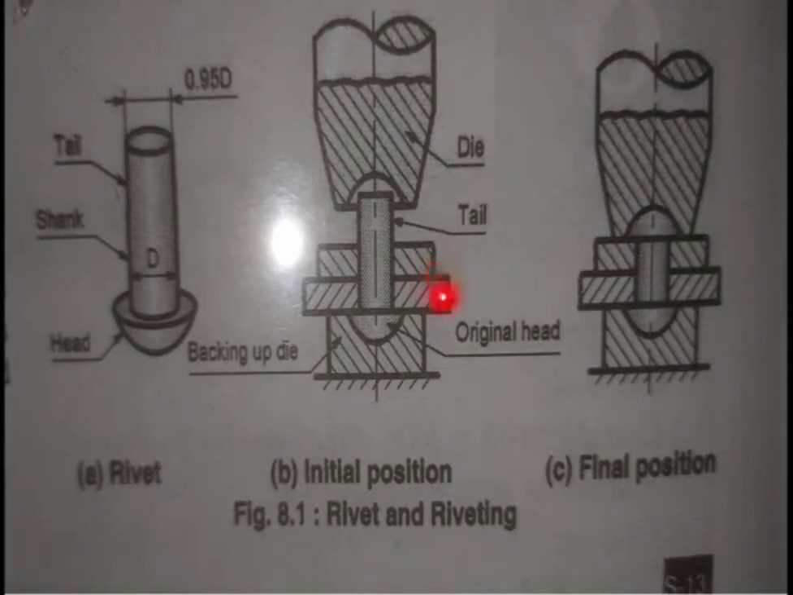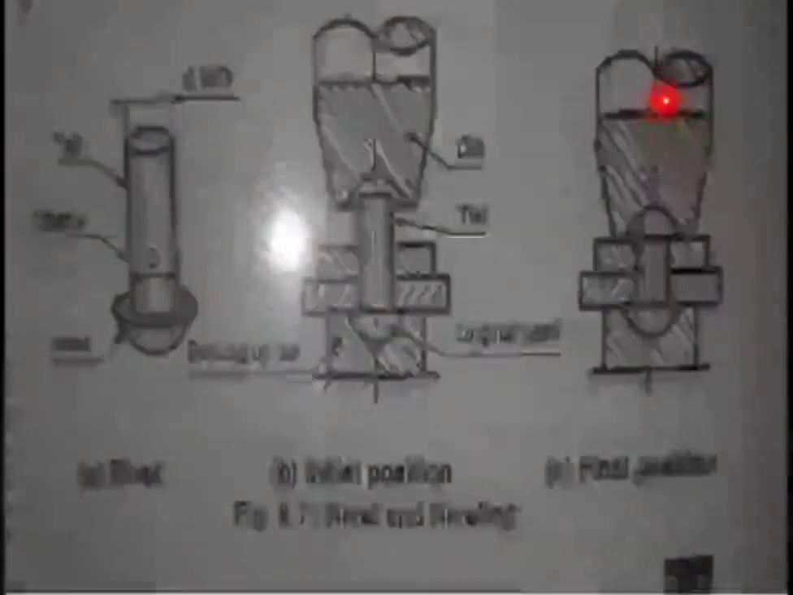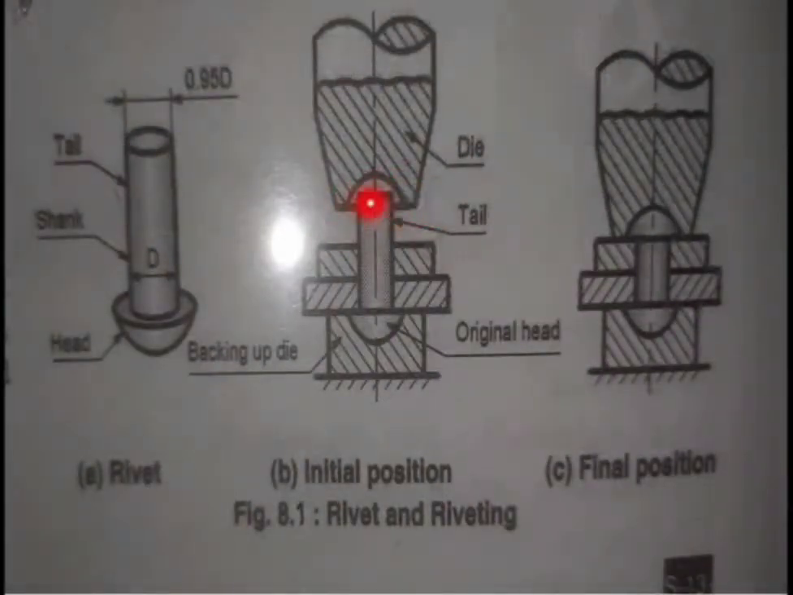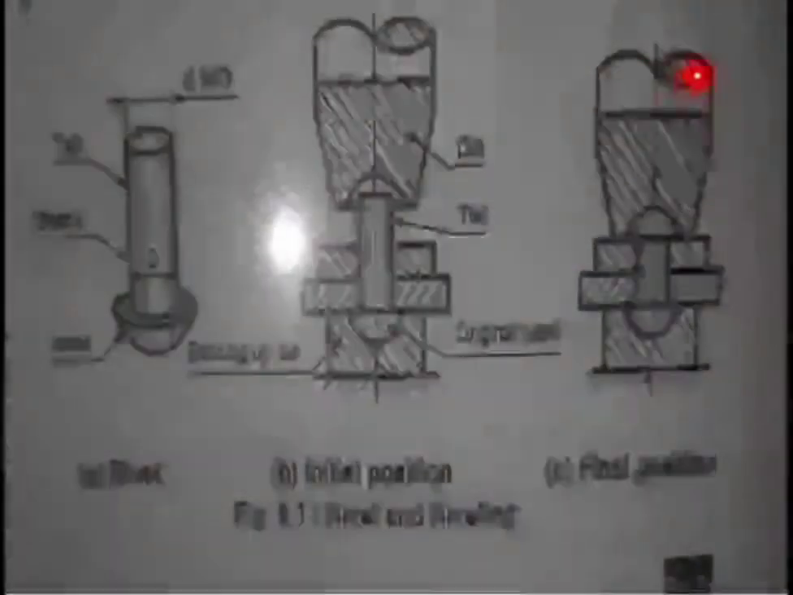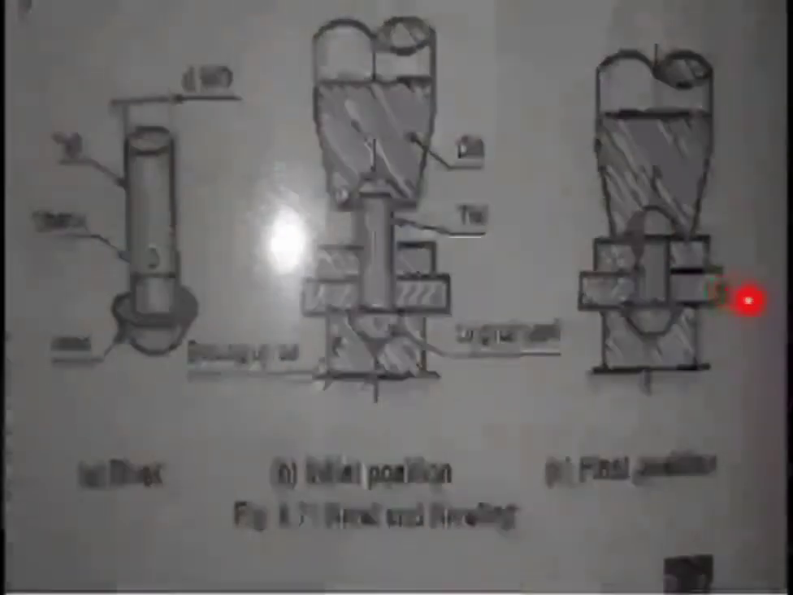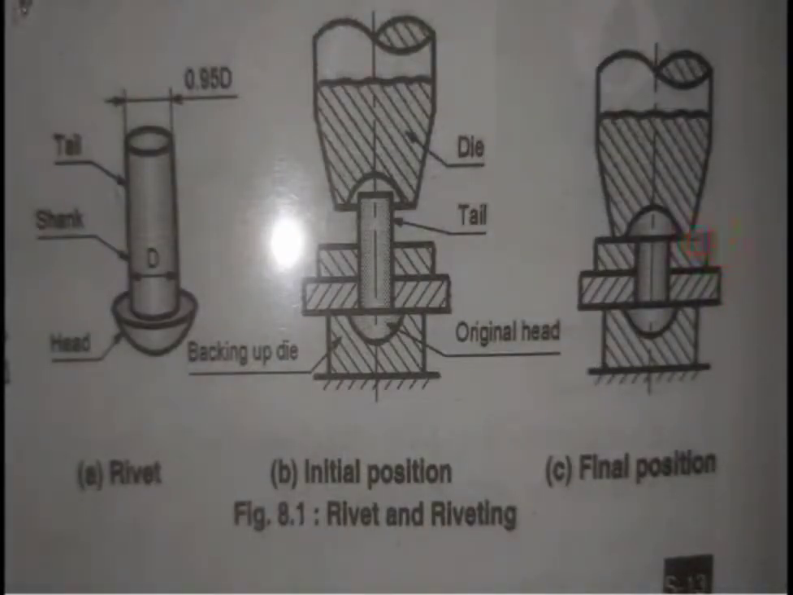These are the two plates inserted on this rivet. Now this is the die which is moving. If you observe this die clearly, its shape is a cylindrical head shape. When we press it, we see in figure number 3, the final position, that the tail part is converted into a head. This means plate number 1 and plate number 2 are fixed permanently. The process of forming a riveted joint is called riveting.